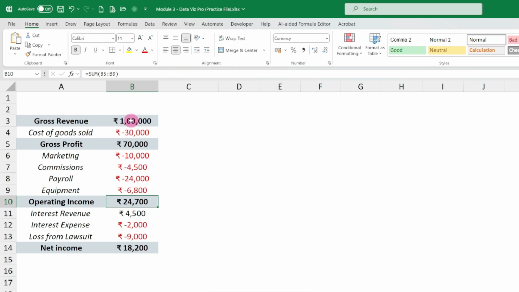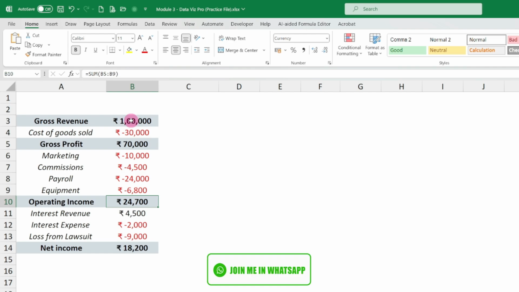So the initial revenue was 1 lakh. Out of that, the cost of goods, 30,000, has been deducted, and then there are other expenses like marketing, commission, payroll and equipment. Then the profit comes to 24,700.